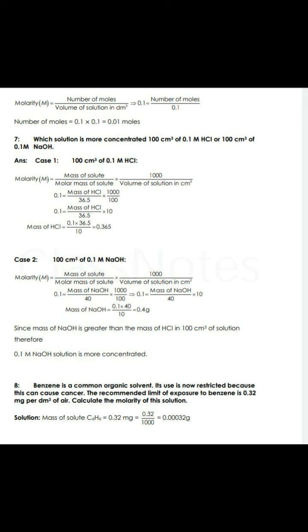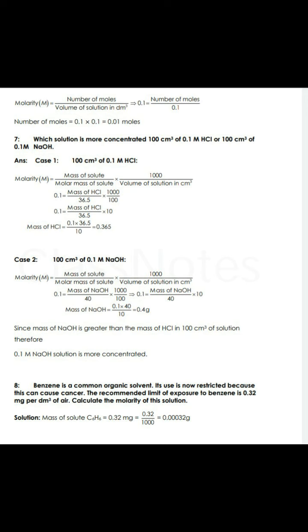Okay, benzene is a common organic solvent. Its use is now restricted because it can cause cancer. Yes, benzene is a very harmful organic solvent because it can cause cancer. The recommended limit of exposure to benzene is 0.32 mg per dm³ of air. Calculate the molarity of this solution.